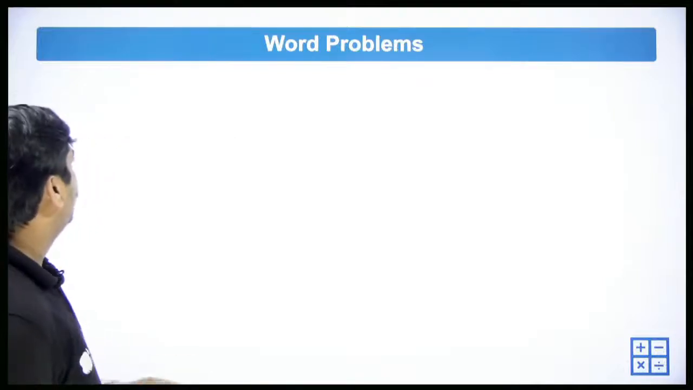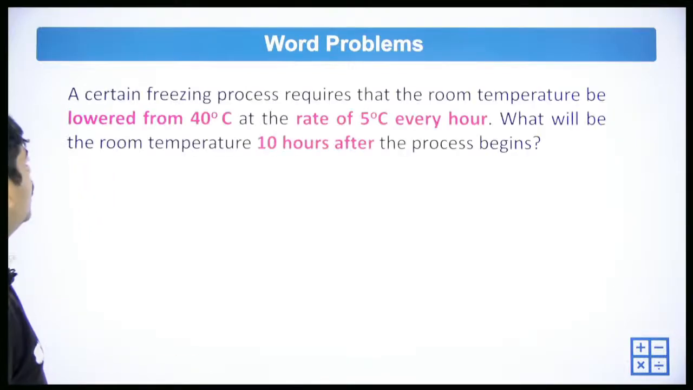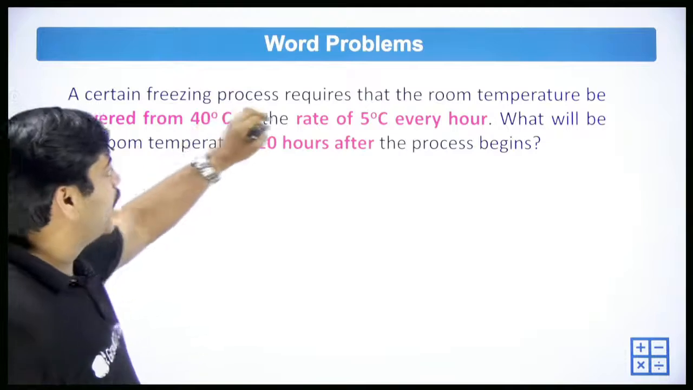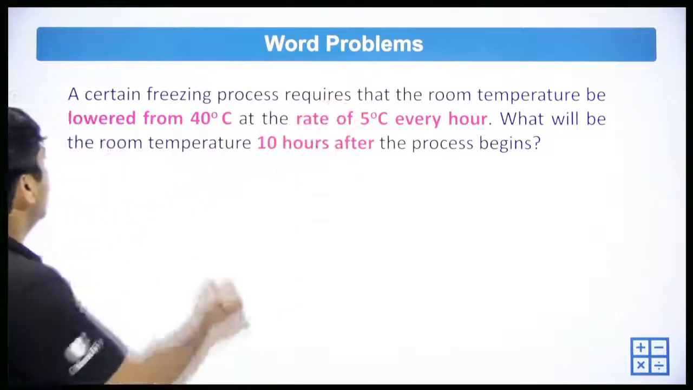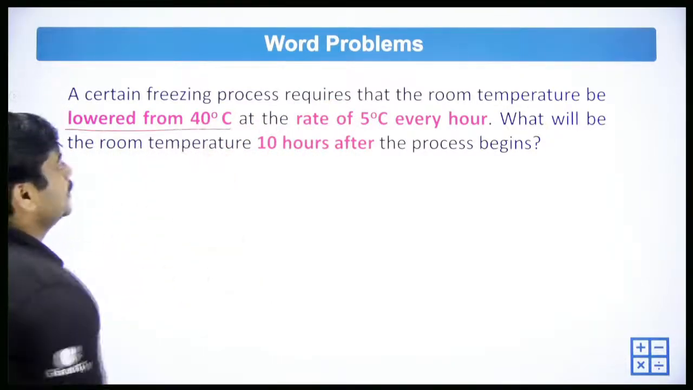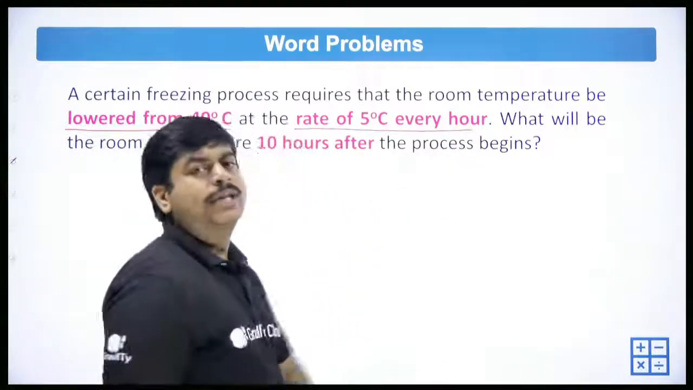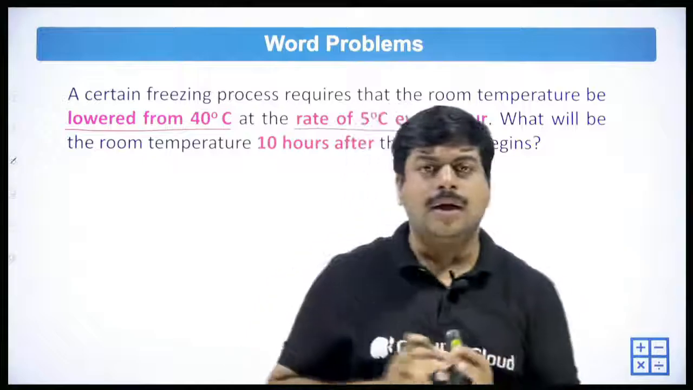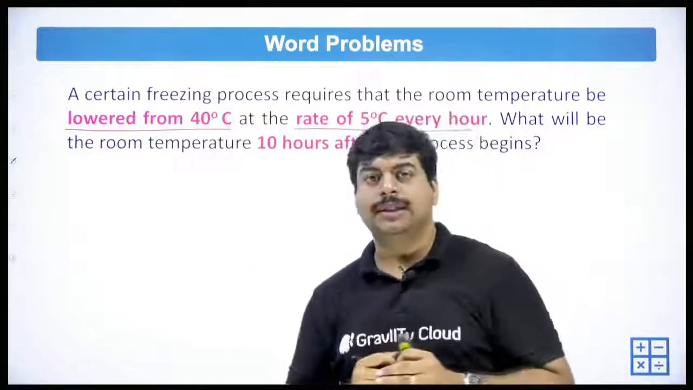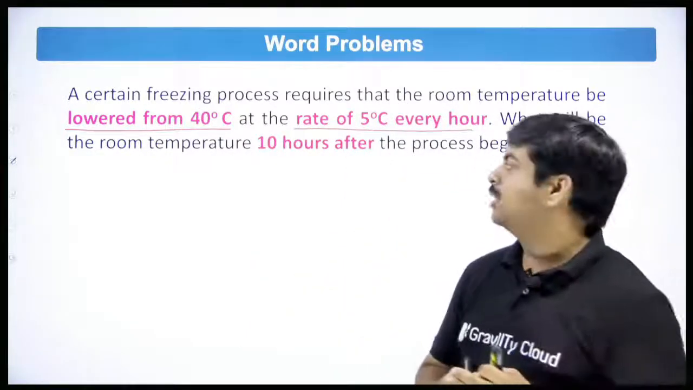A certain freezing process requires that the room temperature be lowered from 40 degrees at the rate of 5 degrees Celsius every hour. Okay, so there is some procedure, some freezing process going on. So what is the condition there?